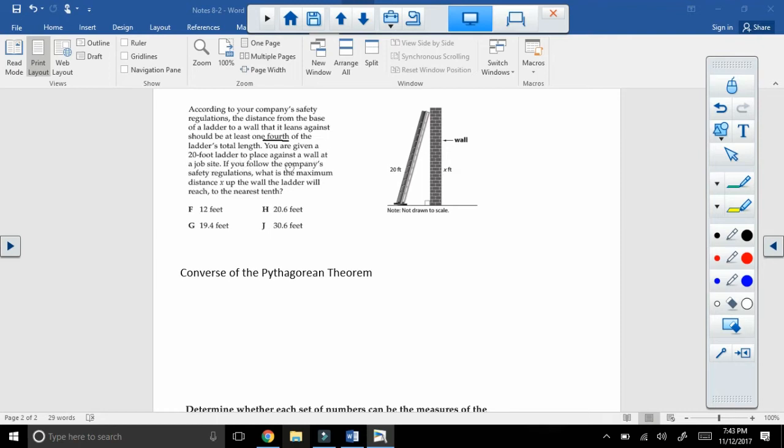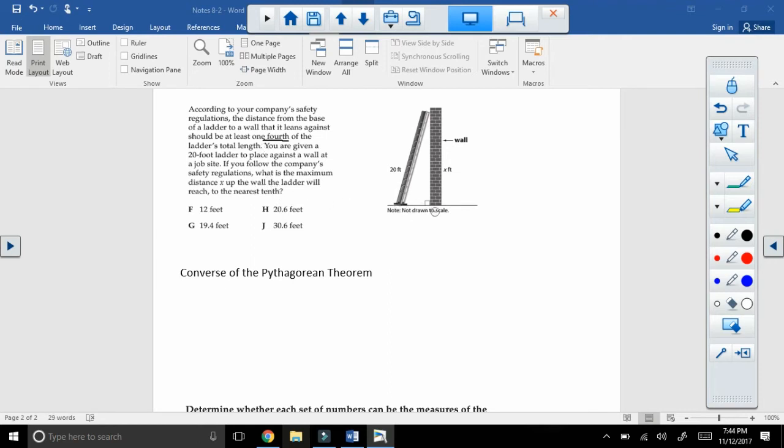If you follow the company's safety regulations, which you always should, what is the maximum distance x up the wall the ladder should reach? And they want us to round this one to the nearest tenth, because if you have this one in radical form, that probably won't be as helpful to you when you're talking about how many radical feet. It won't make as much sense as if you just round that off.